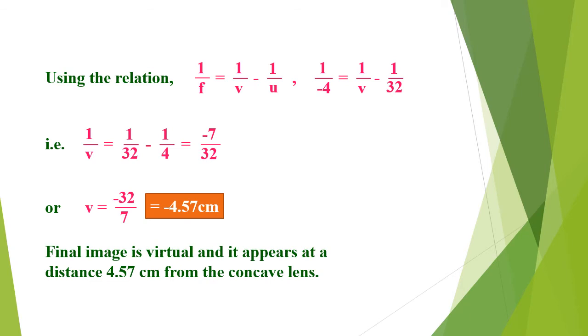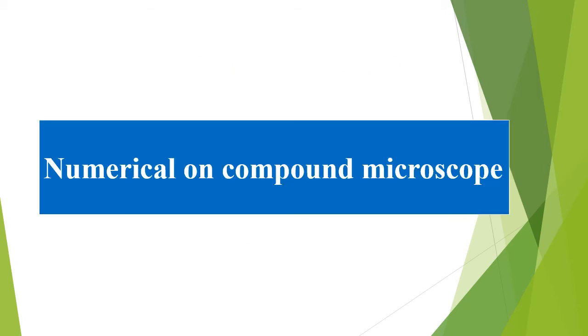Final image is virtual and it appears at a distance 4.57 centimeter from the concave lens. That means behind it, it is forming in the opposite direction of light. Now we will see numerical on a compound microscope.